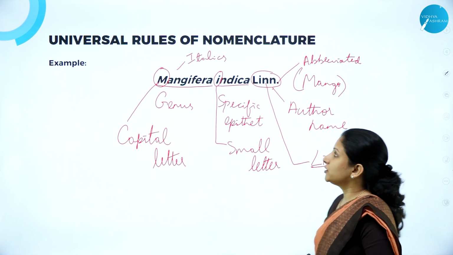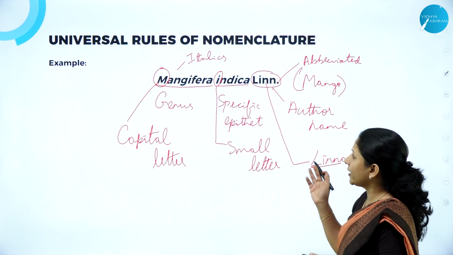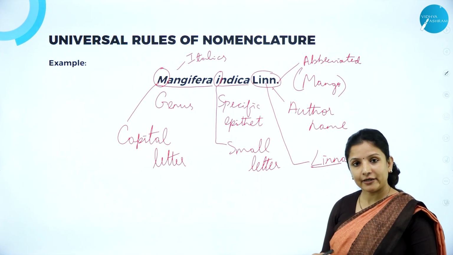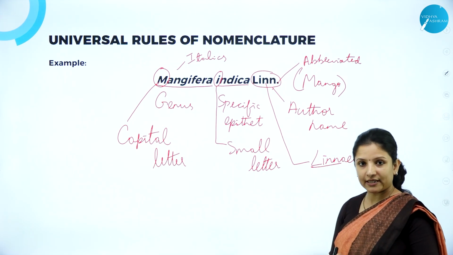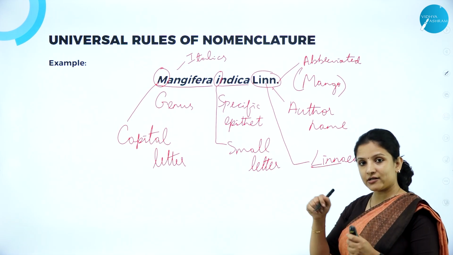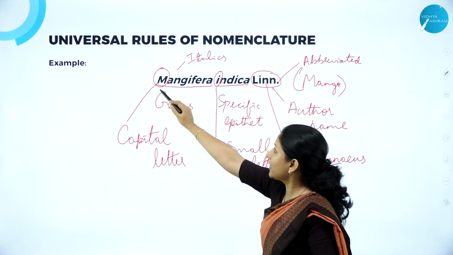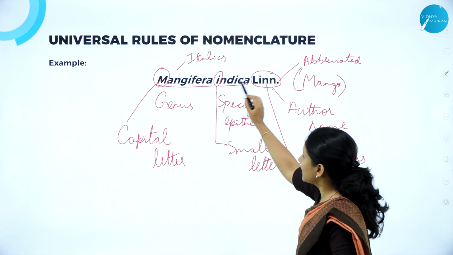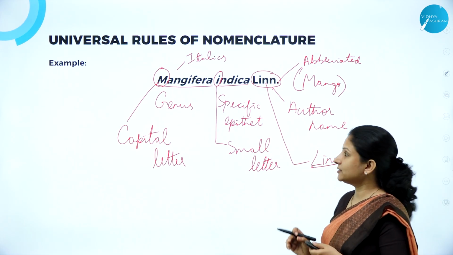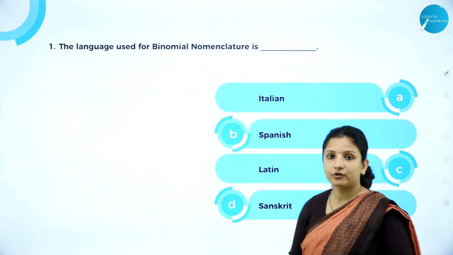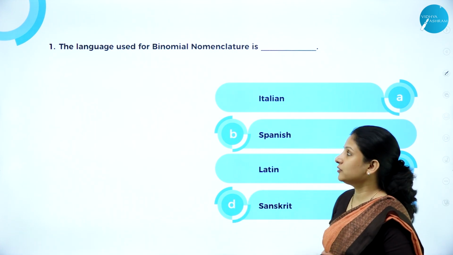So now, because we know the universal rules of nomenclature and how exactly we should write a binomial name or a scientific name of an organism, we shall move on to the next. And I also told you, while handwriting, the words should be underlined separately. That is, you have to separately underline Mangifera and separately underline indica. So this is how a binomial name is written.